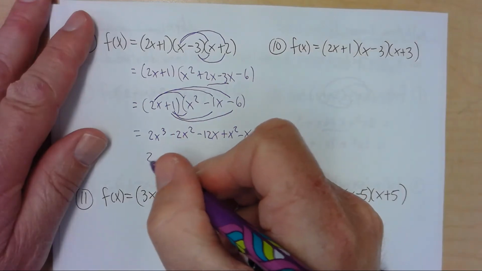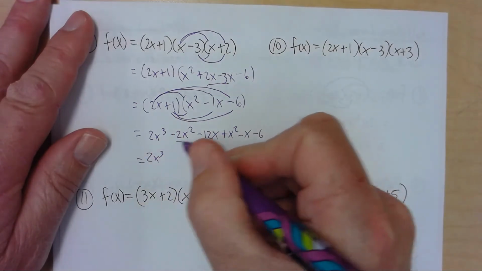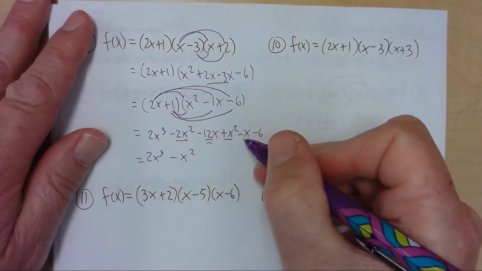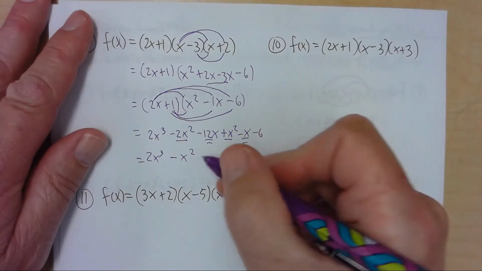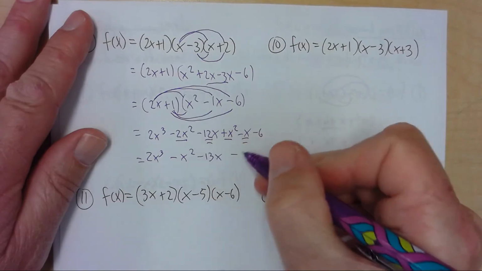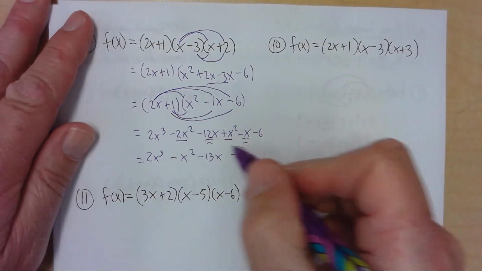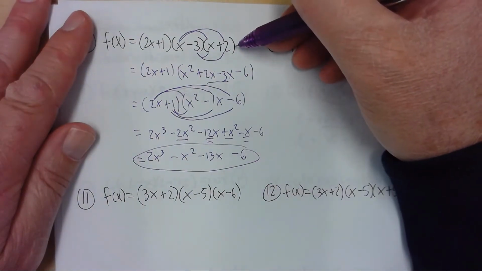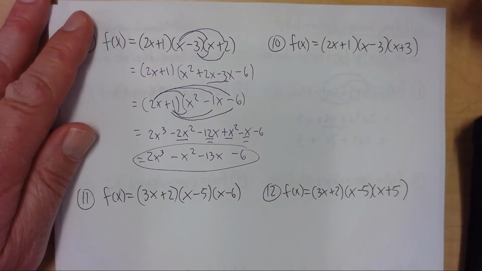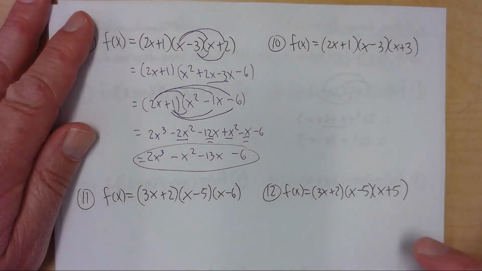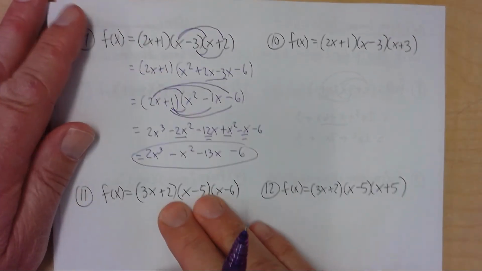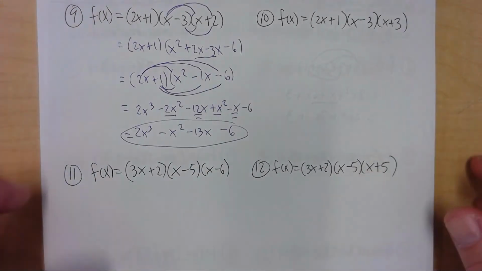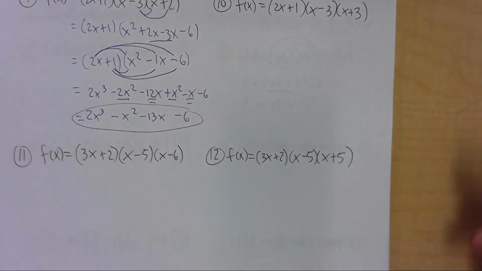So I get 2x cubed. The x squareds go together, so it's minus x squared. The x's go together, minus 12 and minus 1 makes negative 13x minus 6. And there's the answer to this one. So that's the standard form. That is the factored form up there. Let's do one more together. Oh, look what's going on with this one here. I kind of kept it the same as this one, but then it has that pattern of x plus 5, x minus 5. So I tried to add that in there to kind of keep it fresh and real.